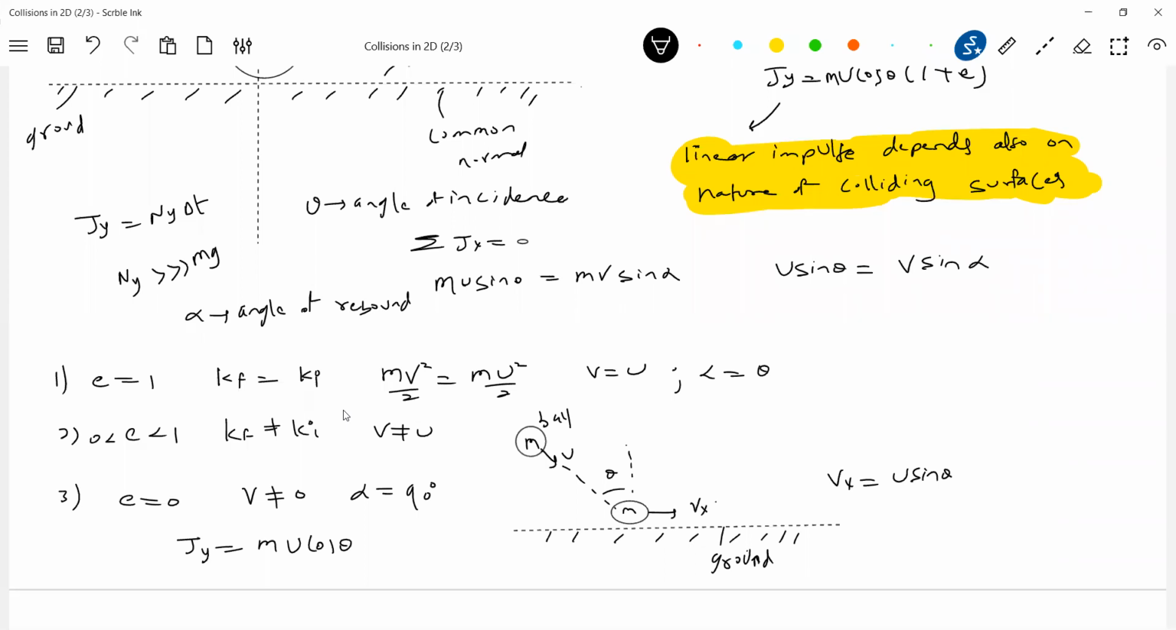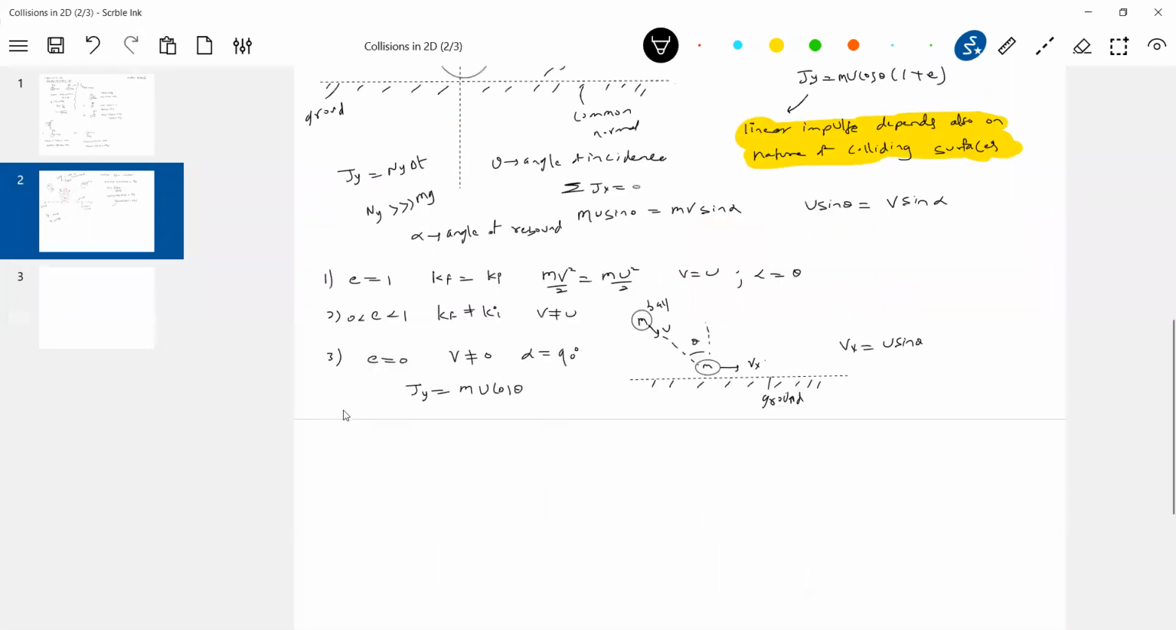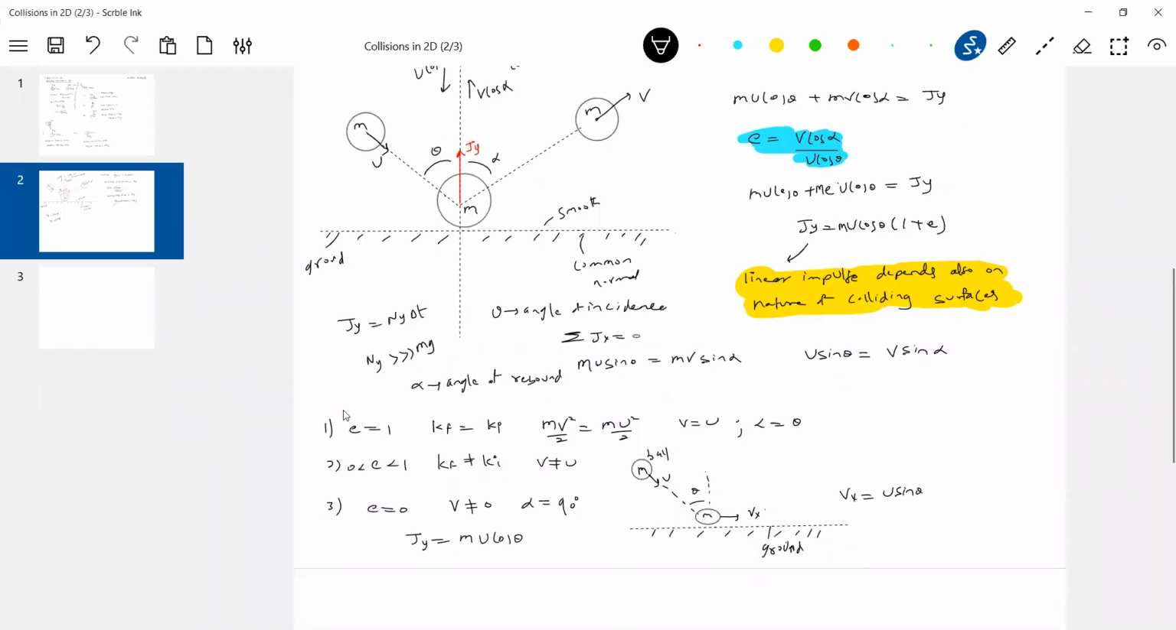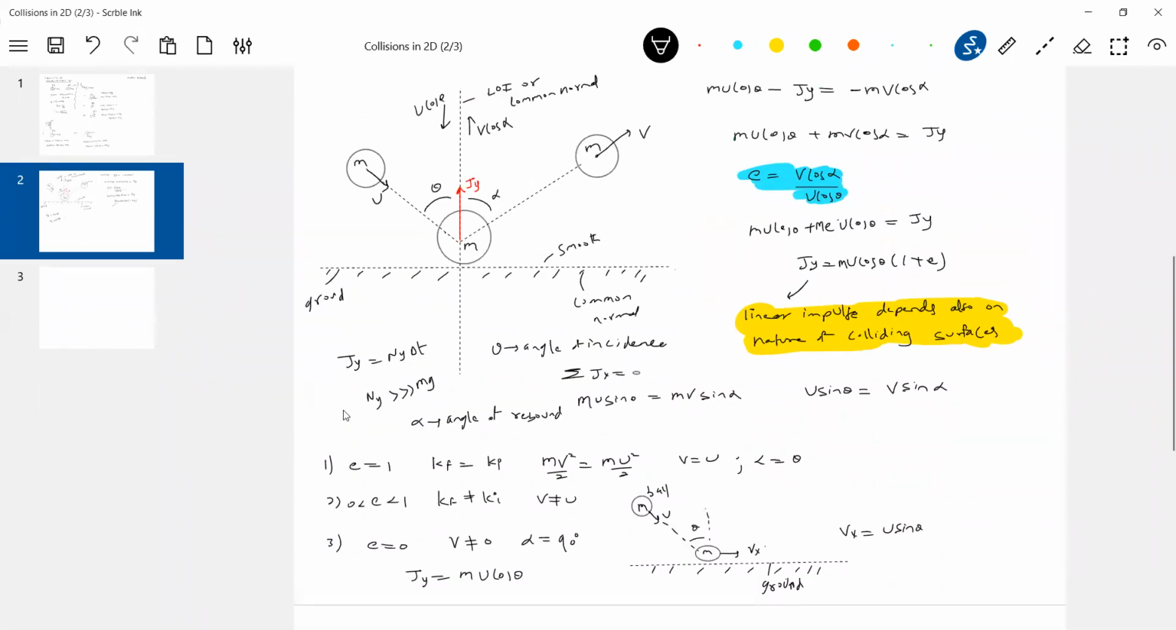Okay, this is about two-dimensional collision. When a ball is incident at an angle theta with the vertical and collides elastically, inelastically, or perfectly inelastically, all these are the sequences that will take place. So it's all about writing the impulse momentum equation. Are you getting this first set of equations? They are very important.